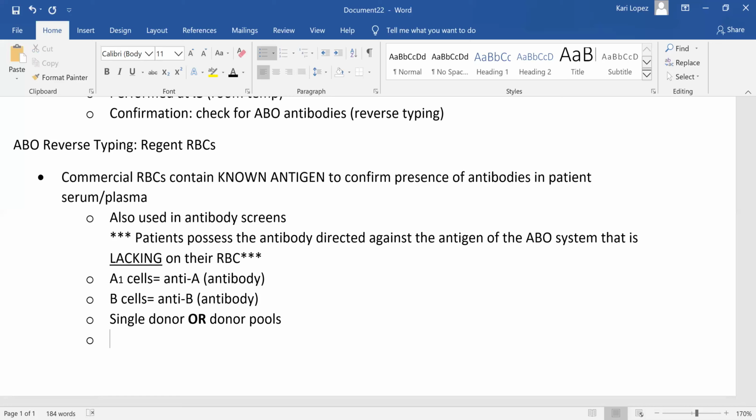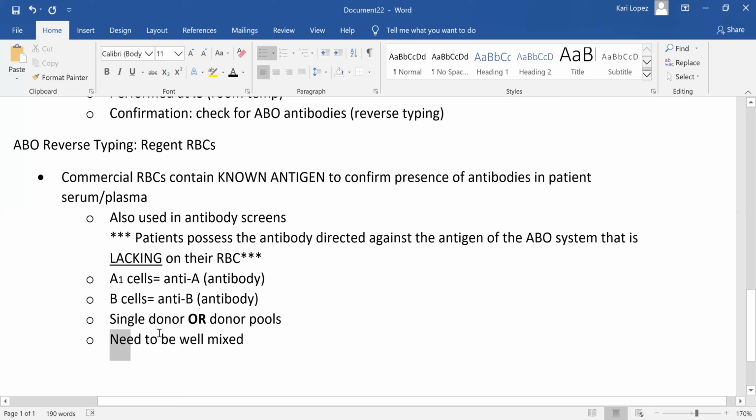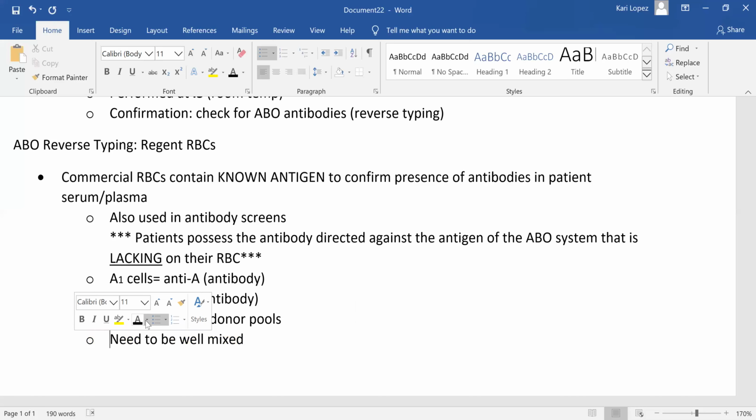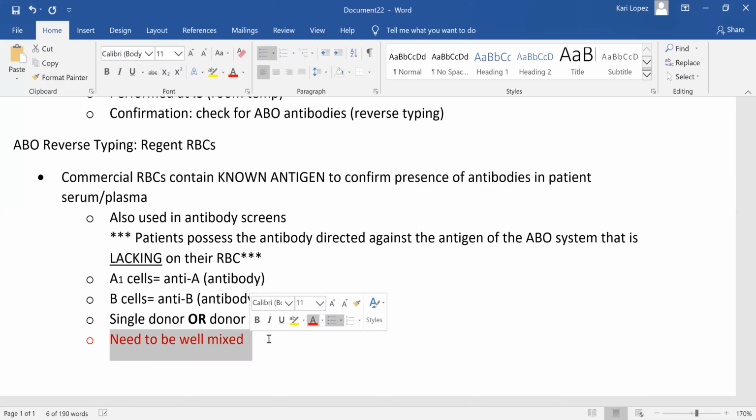Now, something really important about your reagent red blood cells is that they need to be well mixed. It can cause problems if you vigorously shake them. So you're supposed to gently swirl them or invert them, and then you can check the bottom of the vial. There's a darker red spot if you look at it before you start inverting it or mixing it, and that diminishes the more you mix it. So check to make sure that there's not still a darker button on the bottom of the vial. So they need to be well mixed, not vigorously.